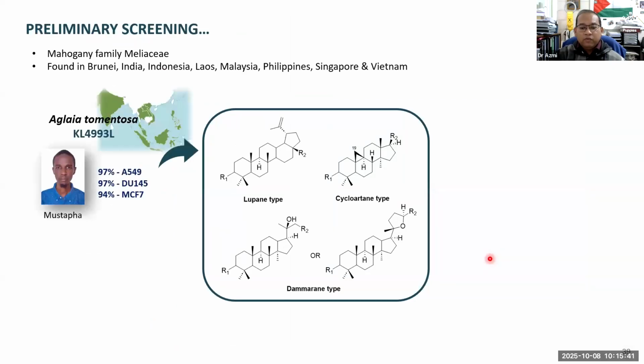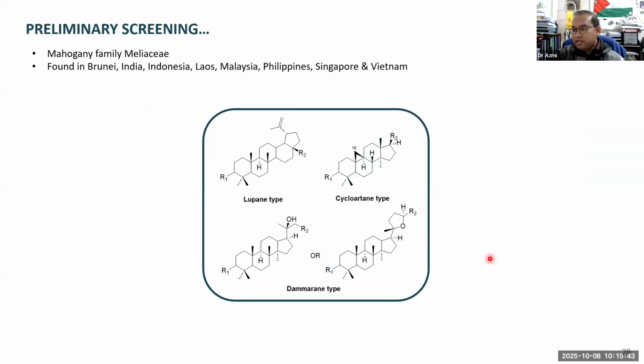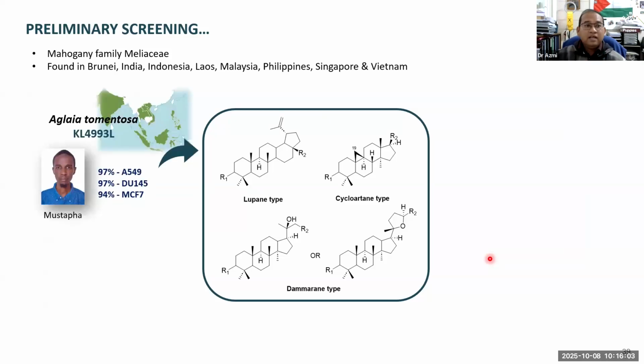So what can we do? From the preliminary screening results, we selected a few plants, and we are interested in Aglaia species. Most of the Aglaia species that we study are new species, not covered by other researchers. Aglaia is in the mahogany family, Meliaceae, and is found in Brunei, India, Laos, Malaysia, Philippines, Singapore, Vietnam, and Indonesia.